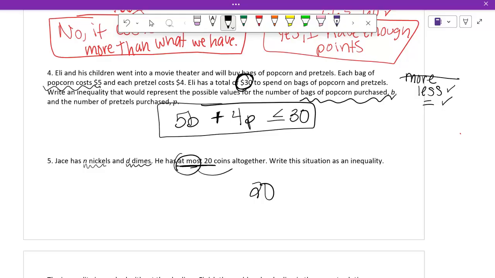At most. If I say you can have at most 1 cookie, can you have more than that? No. Can you have less than that? Yes, and we can have equal to that. Does this problem talk about money at all besides nickels and dimes, like how much they're worth or that he has $1.50 or anything like that? No. So they're just saying between nickels and dimes he has 20. So this would be n plus d is less than or equal to 20.